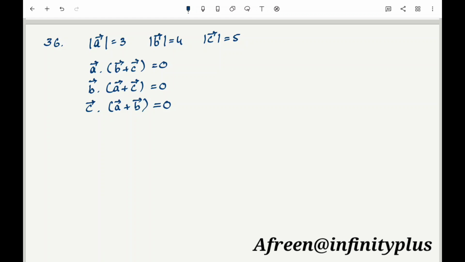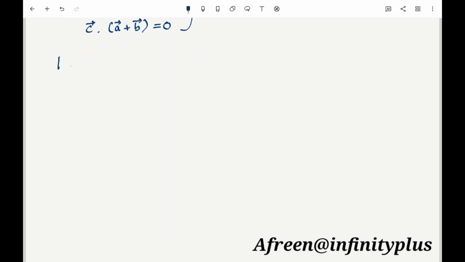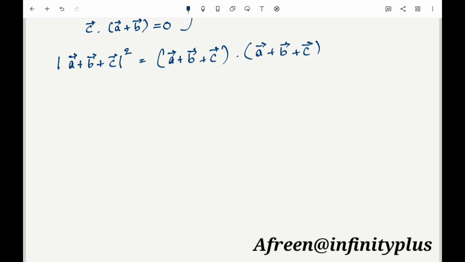So whatever the conditions they have given, in order to find this one, you have to take magnitude of a plus b plus c vector whole square. If you are taking a b c whole square, you people are well known that you can write it as vector a plus b plus c dot vector a plus b plus c. So whole square I have written it 2 times.